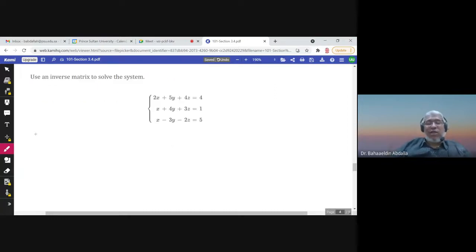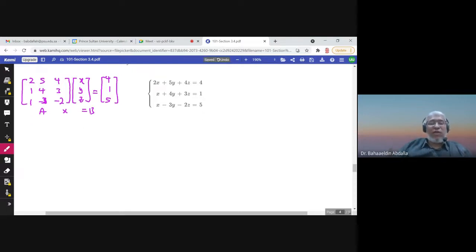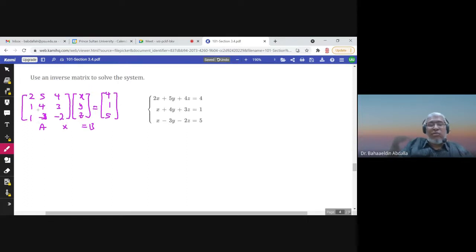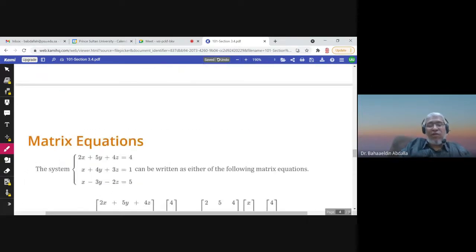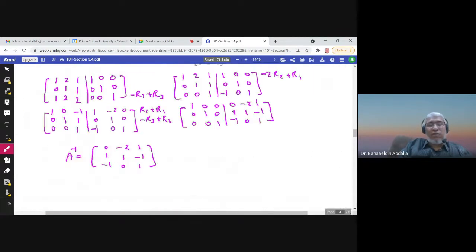So, for example, use an inverse matrix to solve this system. Well, first I need to write it in the form AX equals B. So what is A? The coefficient matrix 2, 1, 1, 5, 4, negative 3, and 4, 3, negative 2. This is the coefficient matrix times the unknown matrix x, y, z equals the constant matrix 4, 1, 5. So this is the matrix A times X equals B. All I need to do is to find A inverse. Well, to find A inverse, I have to find it as usual. But did we see this matrix before? Did we find its inverse? Do we know its inverse here?